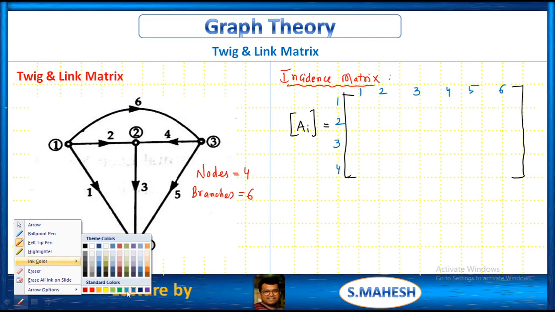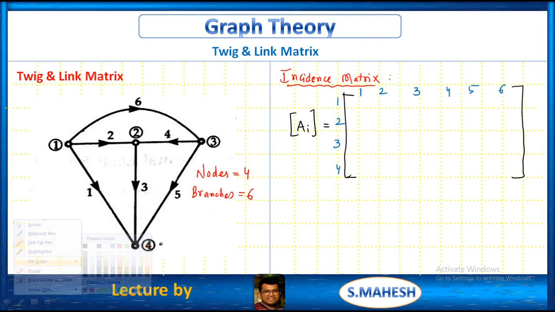Then what are the values of this? Node 1, branch 1: it is away, 1. Branch 2: it is away, 1. Like that branch 3, 0. Branch 4, 0. Branch 5, 0. Branch 6, away, 1. Right? 1, 1, 0, 0. You just have to see the graph and get that incidence matrix. If it is away, plus 1. If it is oriented towards that node, minus 1.